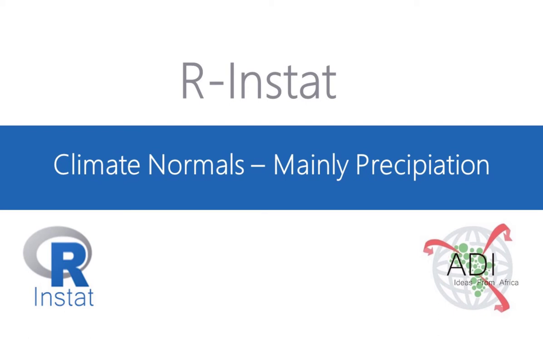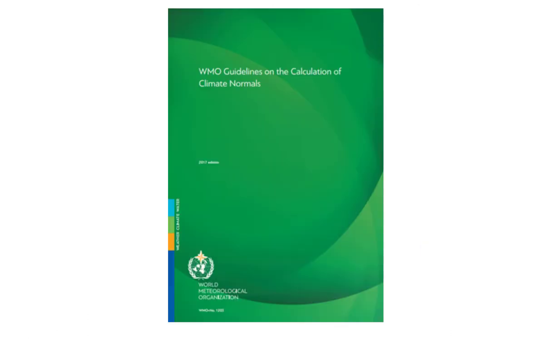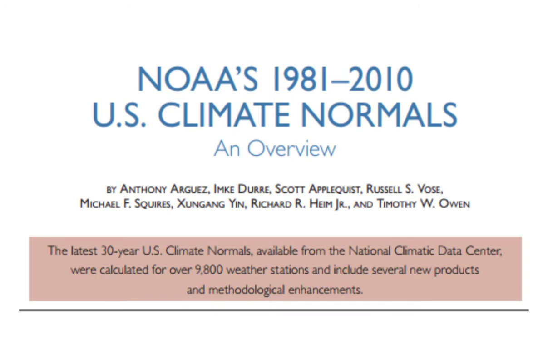Hello and welcome to this R-Instat video on climate normals, mainly about precipitation. The calculations described here are based mainly on the WMO guidelines. Their adaptation and implementation in the US are also considered.